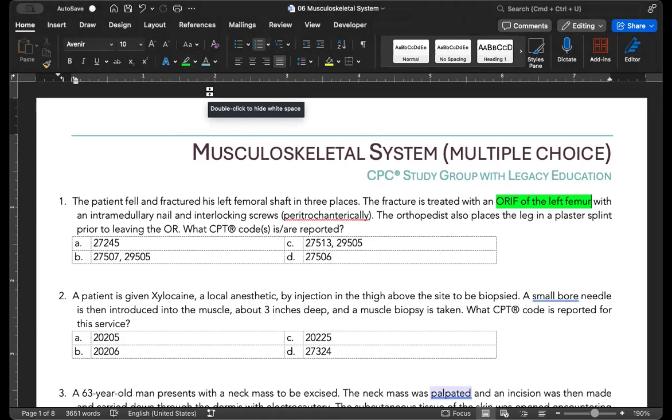And then underneath femur, we'll look at the term for peritrochanteric, because that's where the screws and that nail were placed, right? So when we're in the alphabetic index, we found our anatomic location for the femur. Now we're talking about the fracture treatment. So we're talking about that peritrochanteric area of the treatment. And then again, what type of treatment did we have?